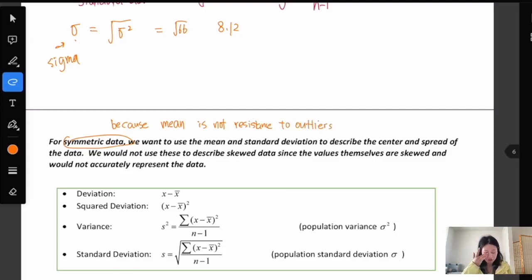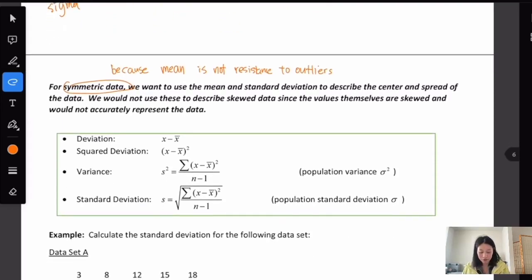If there are outliers, you will not get a symmetric data. You will end up having a skewed data. So we want to use the mean and standard deviation when it comes to symmetrical data to describe the center and the spread of the data. We would not use these to describe the skewed data, because the values themselves are skewed and they would not accurately represent the data.